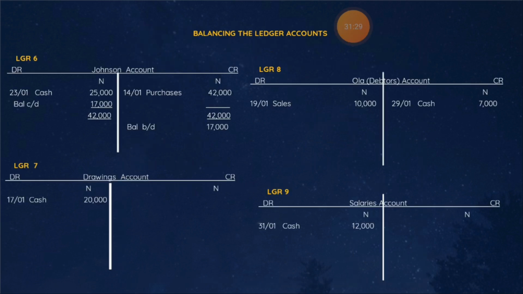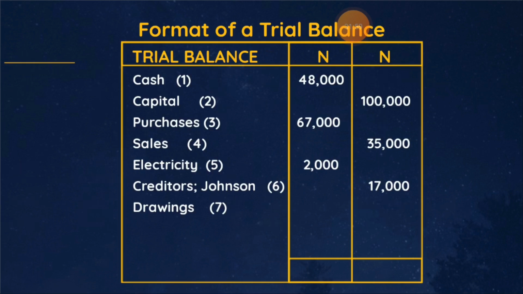The next entry, which is ledger number 7, we have drawing account. We have just one transaction. Let's close the account. If we close the account, the 20,000 will appear at the two sides. So the credit side, where we have nothing, it will be balance carried down 20,000, while we bring the 20,000 to the other debit side as the balance brought down, which means in the month of January, the total amount withdrawn by the owner of the business for personal use is 20,000 naira. It is this 20,000 naira that will be transferred to the trial balance as drawings. Ledger number 7, 20,000 naira.